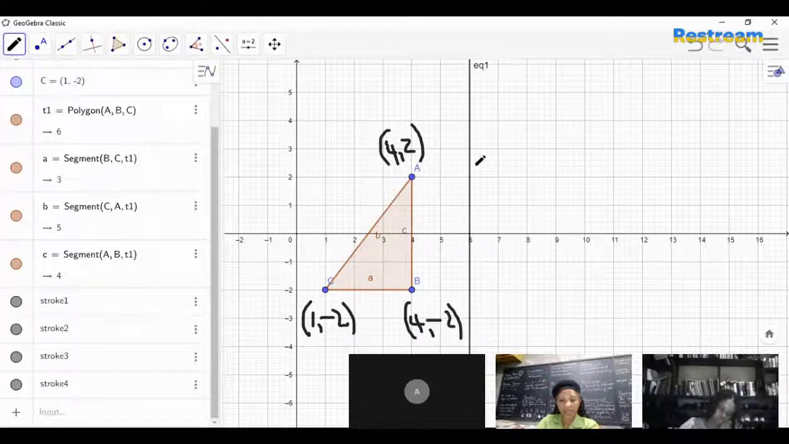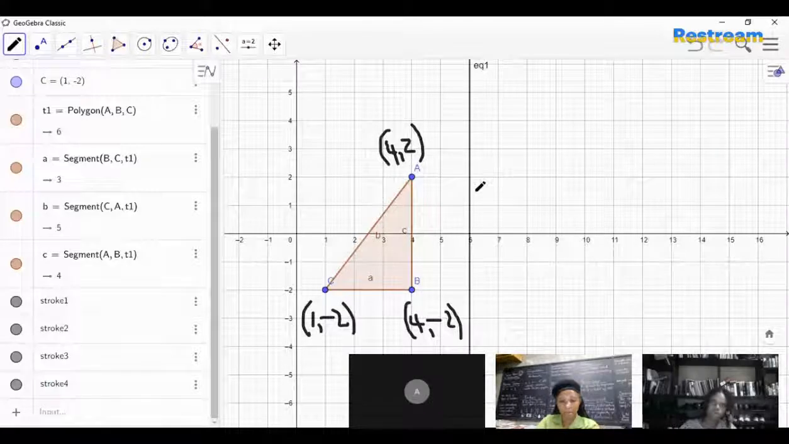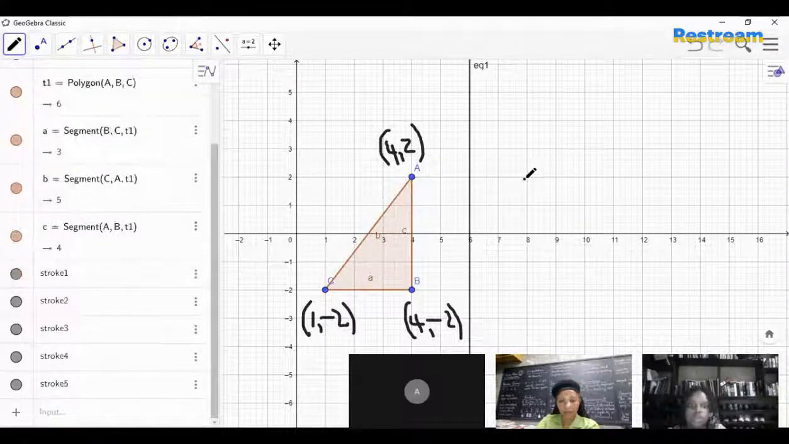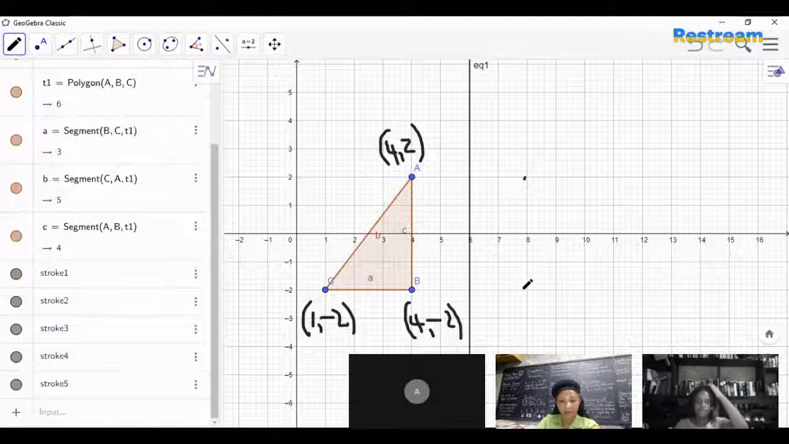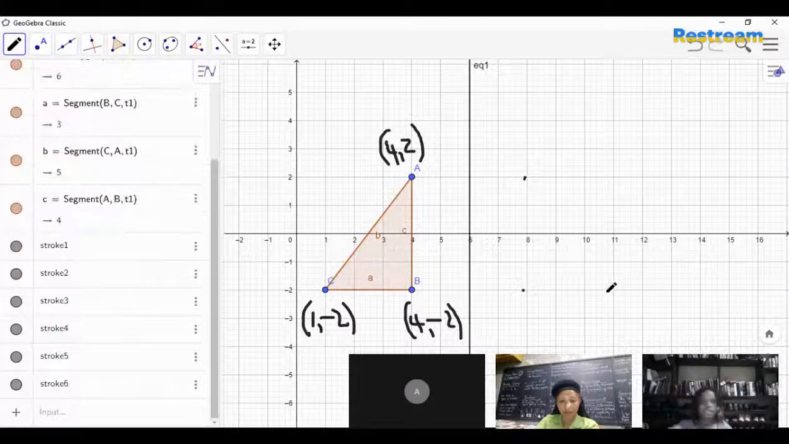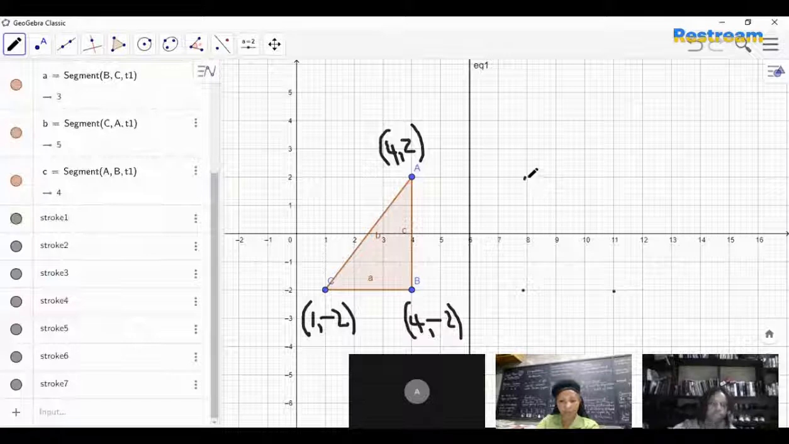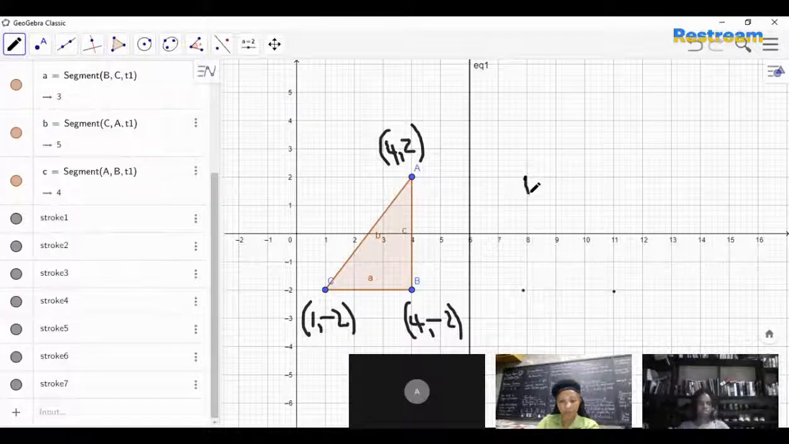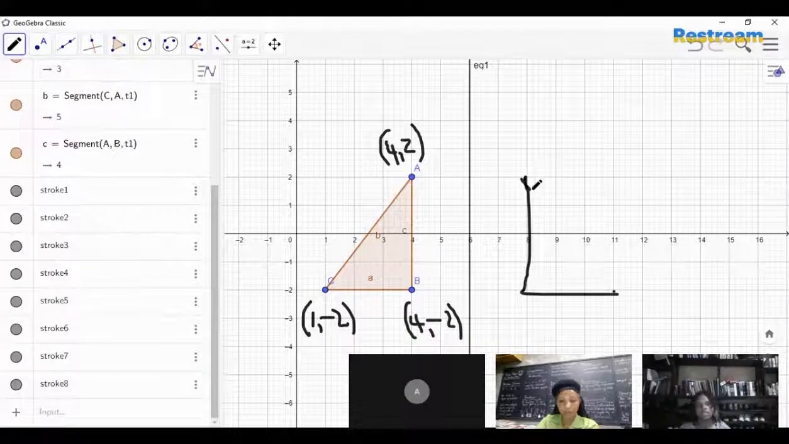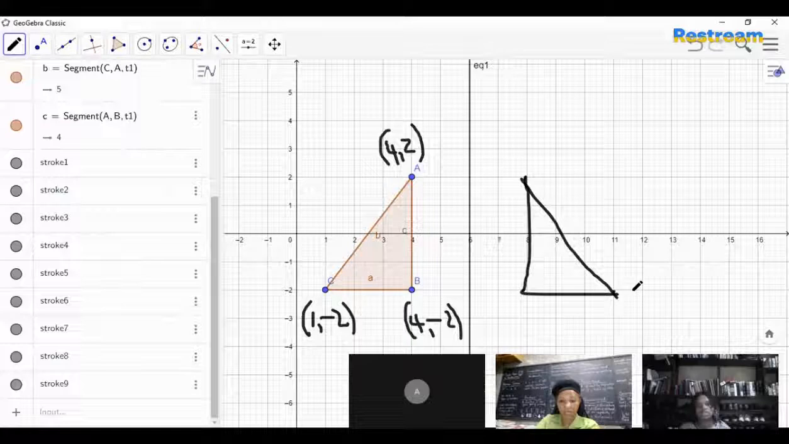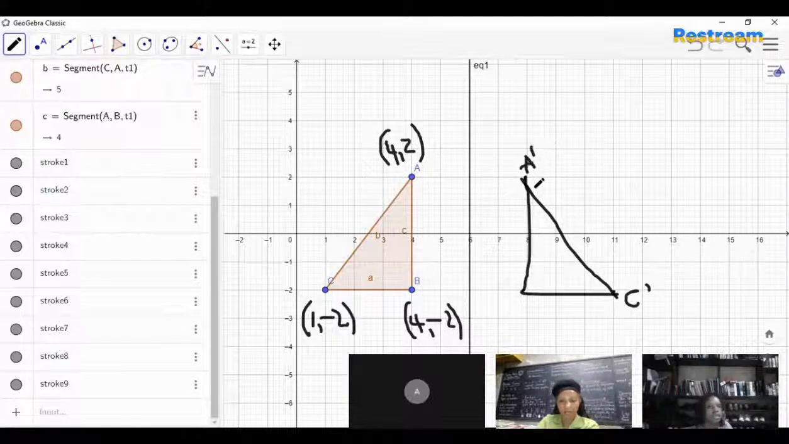And we're reflecting it through this line. So A would be 2 spaces here, and B also 2 spaces, and C would be 1, 2, 3, 4, 5 spaces back. So this would be C prime, this would be A prime, and that would be B prime. So what are the coordinates for A prime?